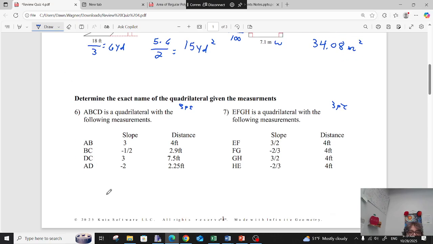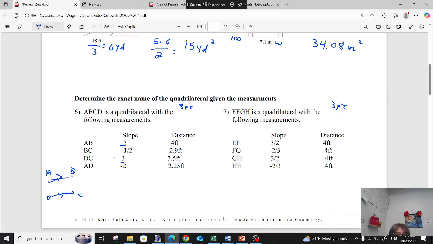So let's examine. I have AB slope. It does help if you just go A, B. It's not going to look like it, but just go in a circle so you can see which ones are opposite versus which ones are adjacent, right? So we know AB is parallel to DC. So these two are parallel, right? Are they congruent? Is AB and DC equal?